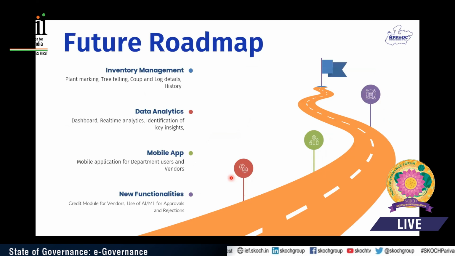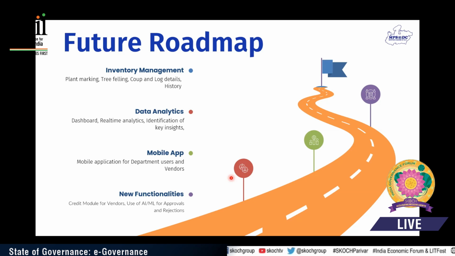Now there is a future roadmap. We have planned certain key milestones which we are planning to achieve in the next 6 months or so. There is a clear-cut inventory management module which we want to computerize. This inventory module starts right from the coupe, where the logs are felled in the jungle and get transported to the depot.